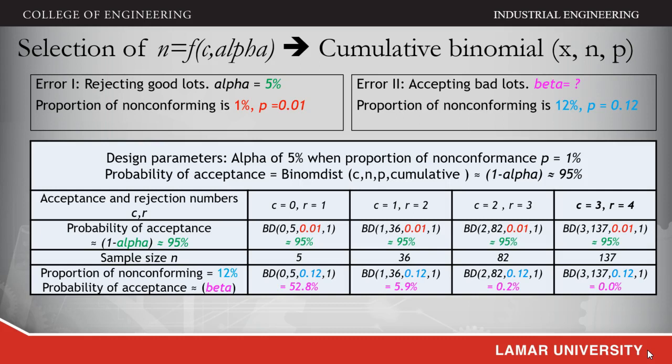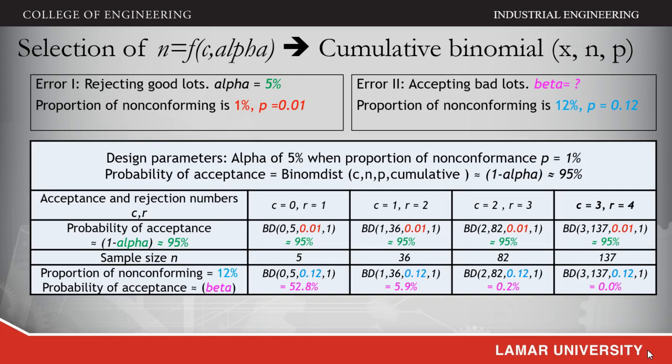But that has an impact because we also want to have a moderate beta error. And the question we could ask is, what is the beta error when the actual proportion of non-conforming is 12%? In other words, when the product that does not pass the specifications is not 1%, but has now increased from 1% to 12%. We want to know what is our risk of not detecting that.